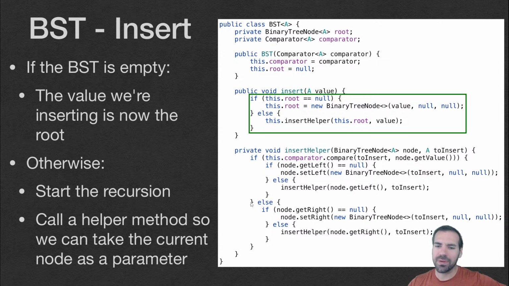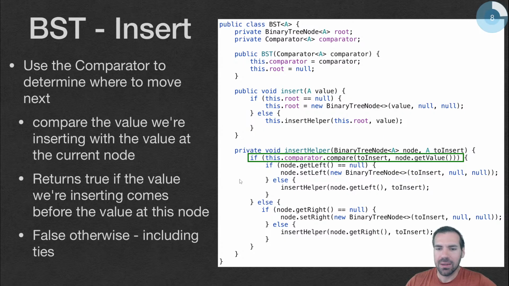So we're firing off the recursion as a helper method. And then we're going to use our comparator to decide where we're going. What are we doing with this value? And I want to ask one question. Does the value that I'm inserting come before the node's value, the current node that I'm looking at?